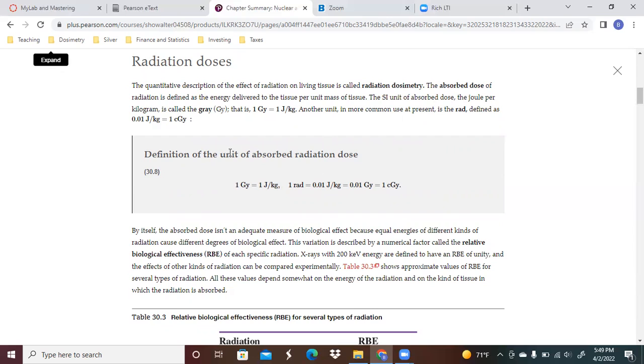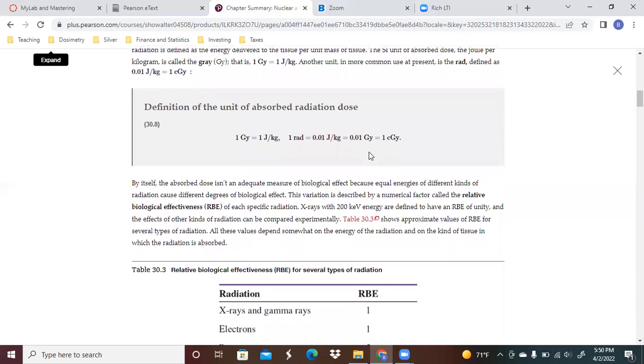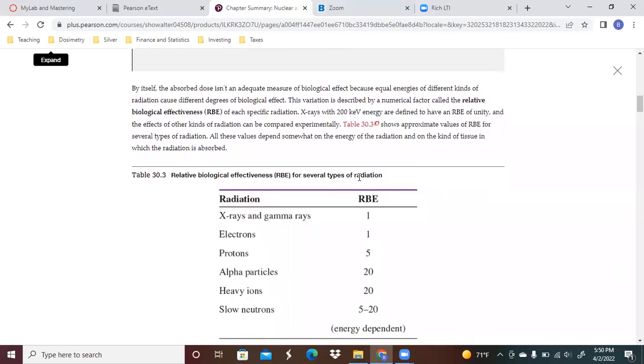I don't know that a rad is used as much as the gray is currently. I think at the time the textbook was written, a rad was something that might have been used, but a gray is more commonly what you would see now.